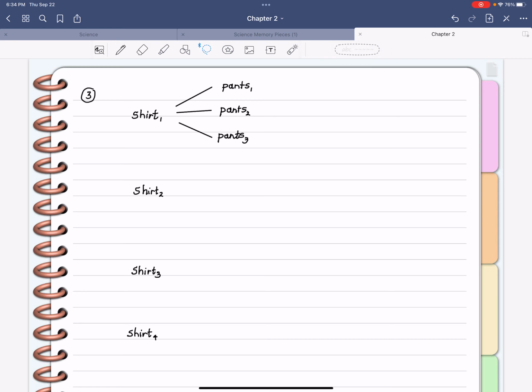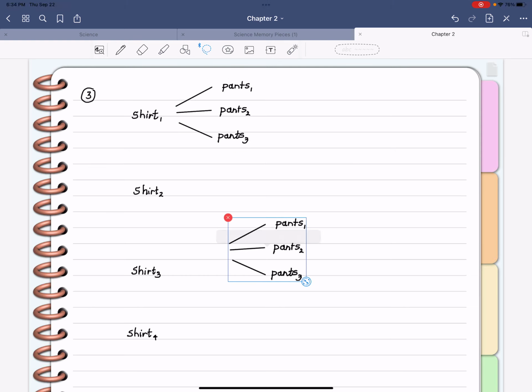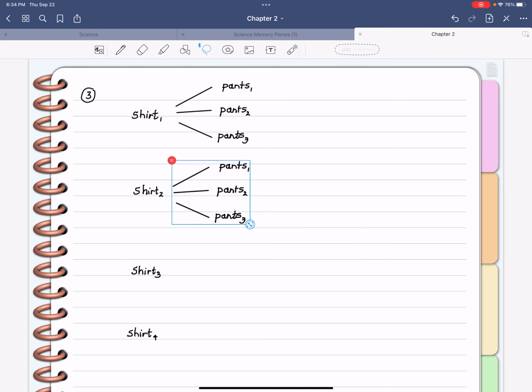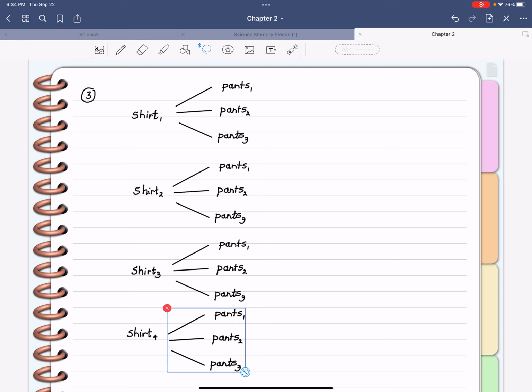So he could do any of those pants with that shirt. He could do any of those pants with this shirt. He could do any of the pants with shirt 3. Or he could do any of the pants with shirt 4. Now, at this stage of the game, we have 1, 2, 3, 4, 5, 6, 7, 8, 9, 10, 11, 12 choices. But we are not finished.